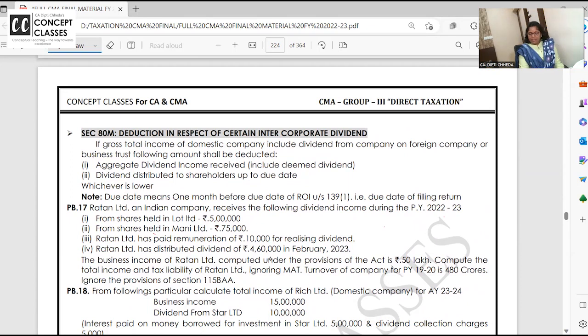Gross total income of the company includes dividend from the company and from a foreign company. Of the aggregate dividend income received or dividend distributed, whichever is lower is allowed to be deducted. But the dividend must be distributed before the due date of filing the return, which might be October, but one month before means the tax audit report, and that is over till September. Clear? Right. So that's all for this concept.